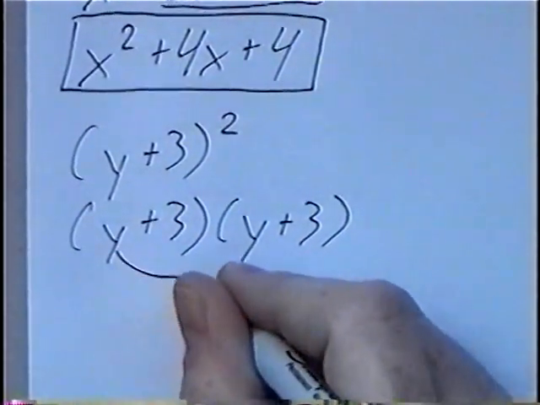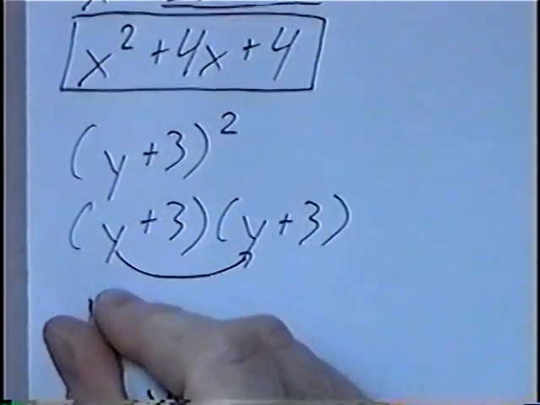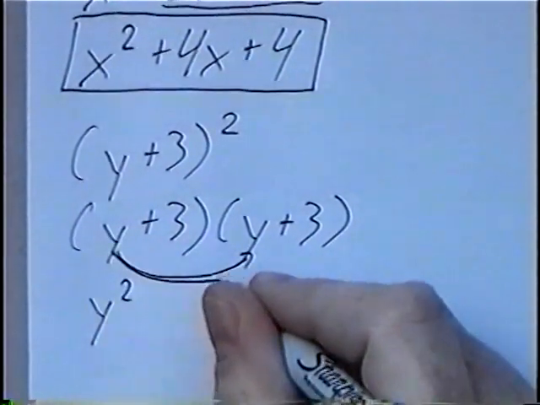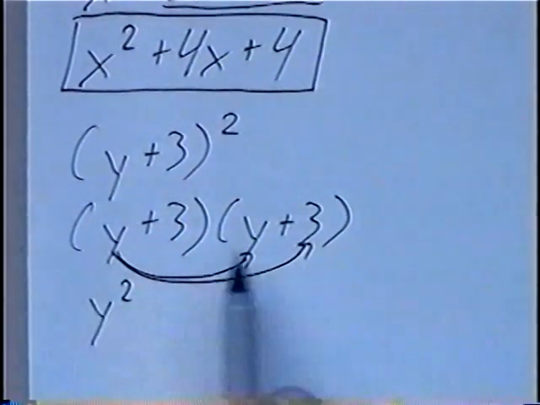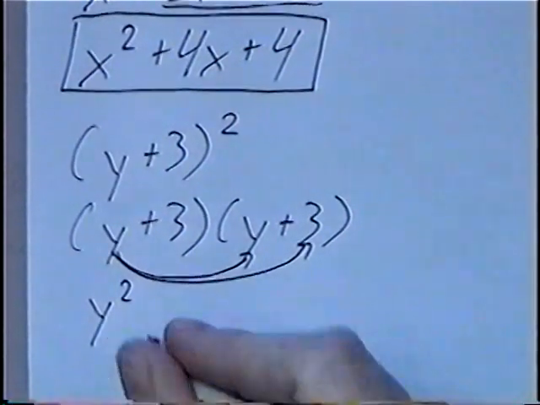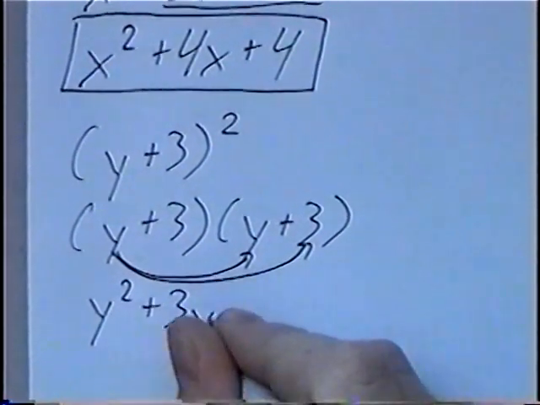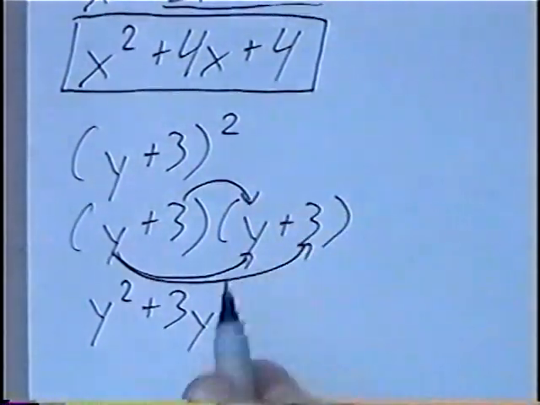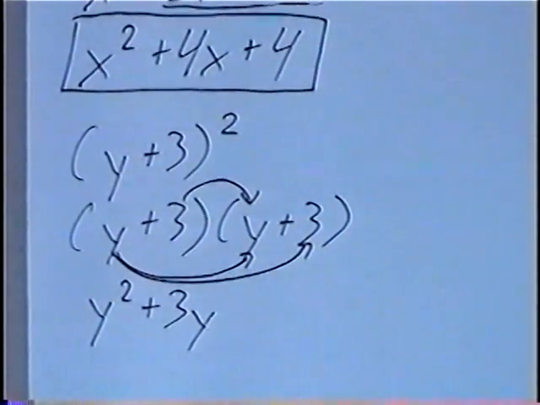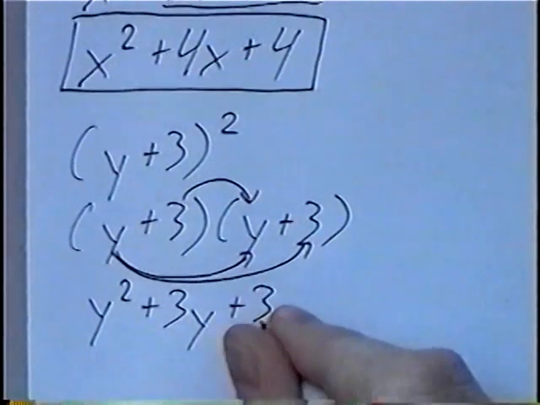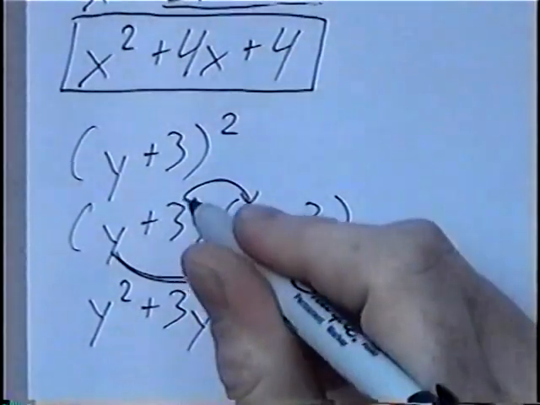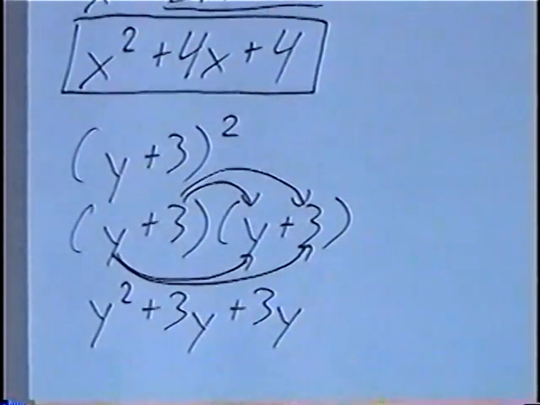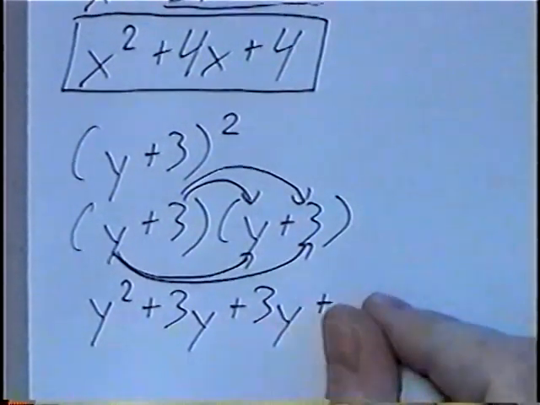Multiplying the first terms again, y times y would be y squared. Multiplying the far left times the far right for the outside terms, y times 3 would be positive 3y. Multiplying the inside terms, or two middle terms, 3 times y would again be 3y. And multiplying the last terms, or last two numbers in each parentheses, 3 times 3, which would be 9.